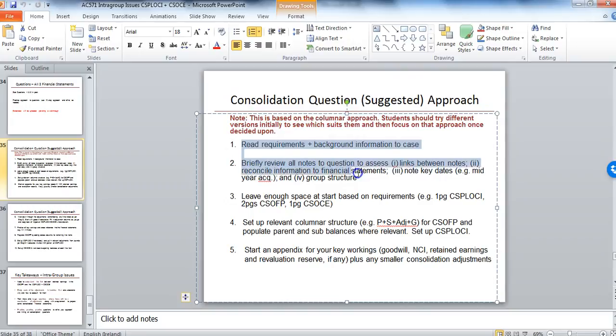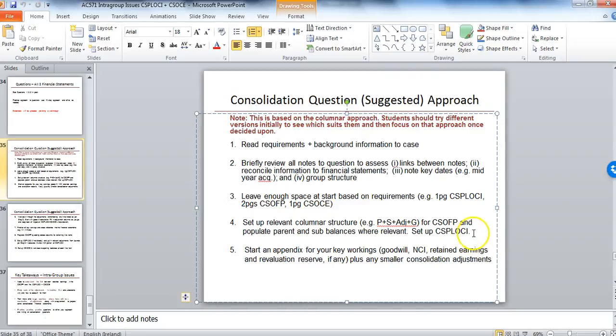So the first two steps are really to set the scene: read the requirements first to figure out how many financial statements you're required to produce and the background of the case. And again, I always tell students, make sure you review all the notes before you start the question, because many times notes can be interlinked, and if you don't read both notes together, you'll have to go back and redo the requirement. So make sure you read all the notes just briefly, just before you start into the question.